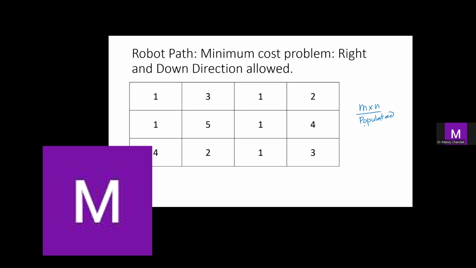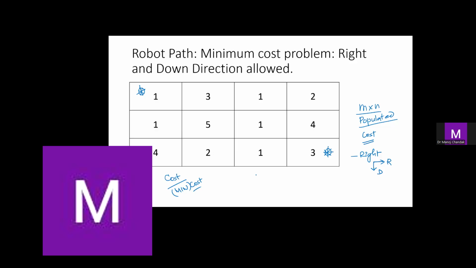and these values represent the cost of traveling for the particular cell, and it is assumed that the robot is standing here and wants to reach the last cell, and there are only two types of movements permitted. One is to the right side and another is to the downside, and the objective is to find the path which will cost the robot the minimum cost of traveling.